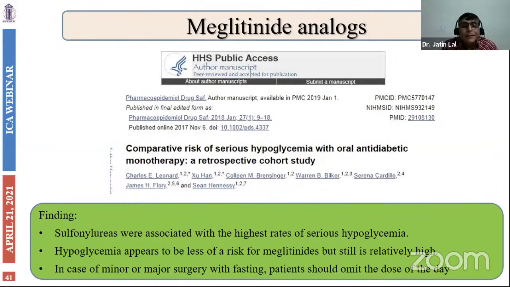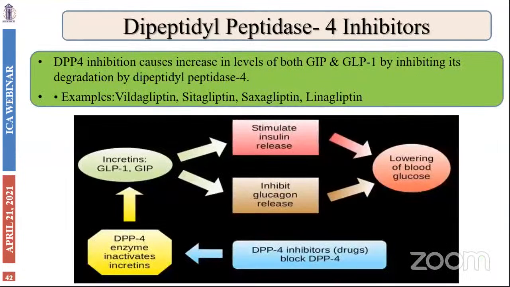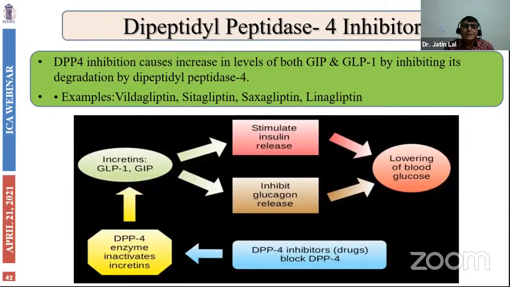This is a study published in 2018, comparative risk of serious hypoglycemia with oral antidiabetic monotherapy, and they found that sulfonylurea was associated with the highest rate of serious hypoglycemia. Hypoglycemia appears to be less of a risk for meglitinides, but it is relatively high. So in case of minor or major surgery with fasting, patients should omit the dose on the day of the surgery. Coming to another group of drugs, the DPP-4 inhibitors.